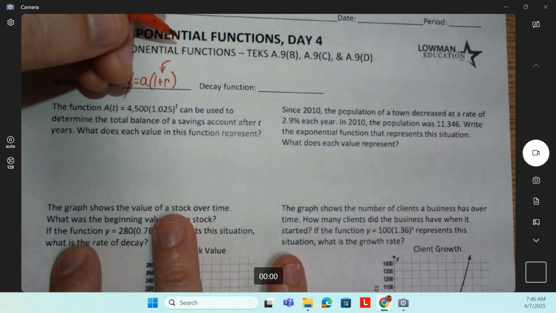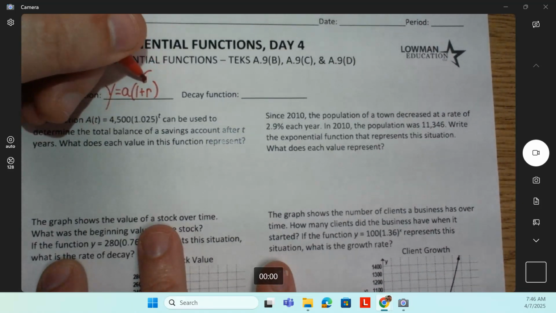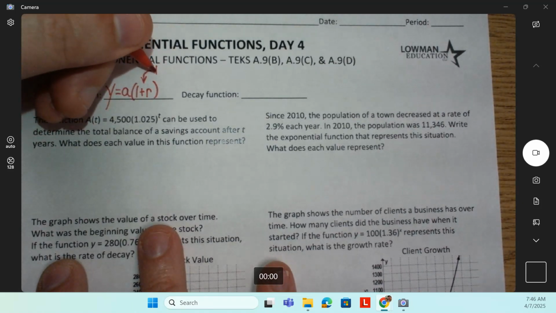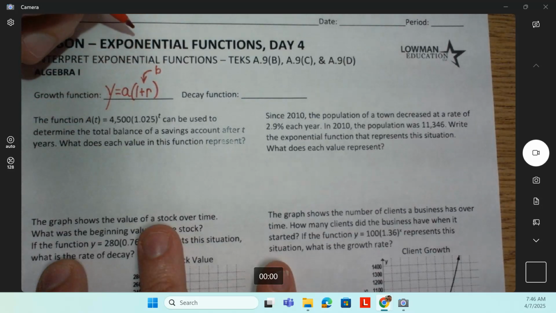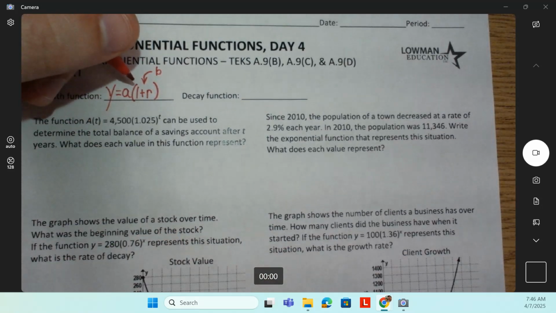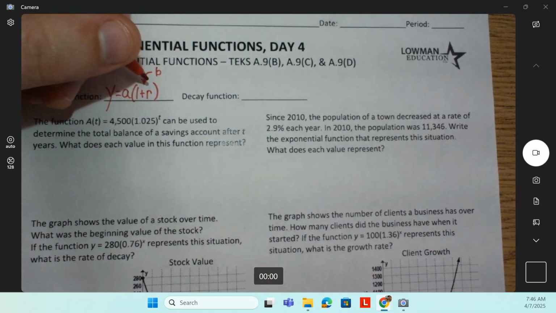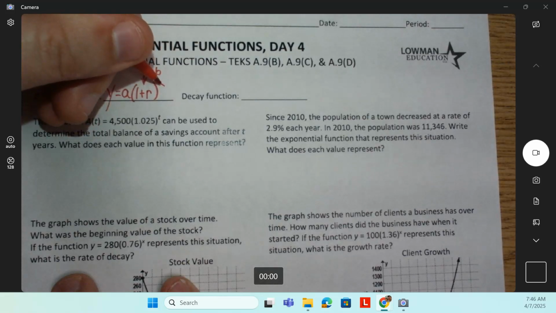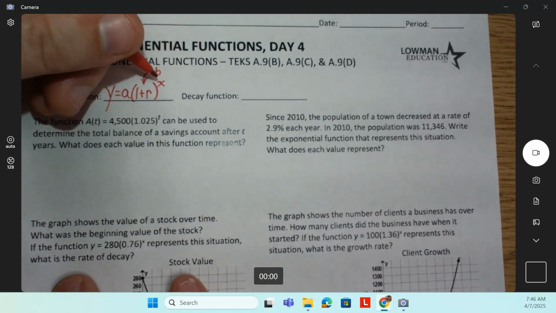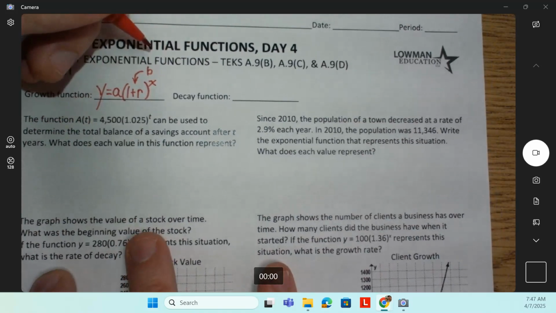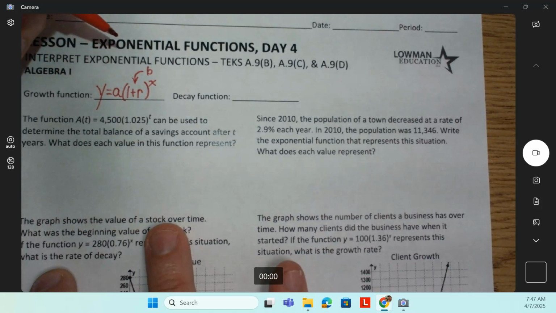or quadruples every year. And so that 1 plus r, that was our b value. And so that b value is turning into 1 plus whatever the rate is. And then x, which will be our time. And so that is our growth function.